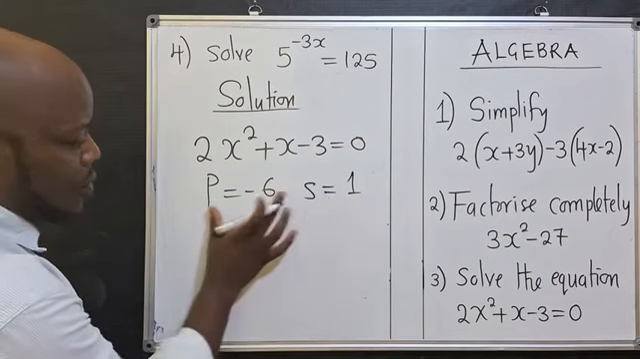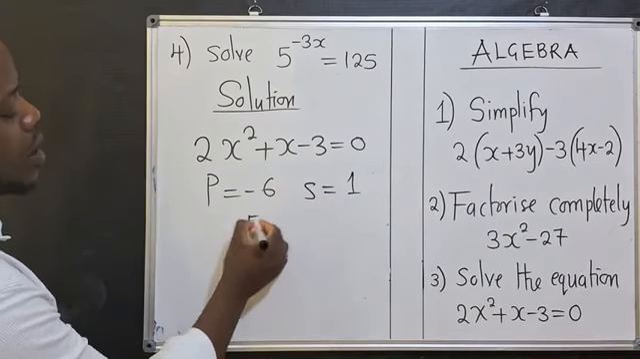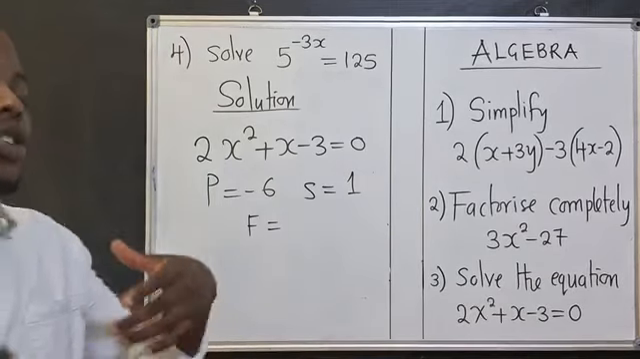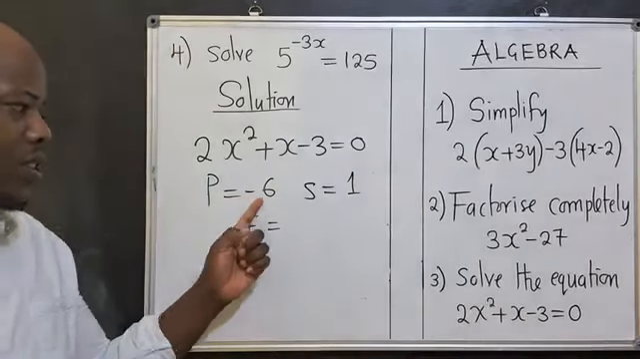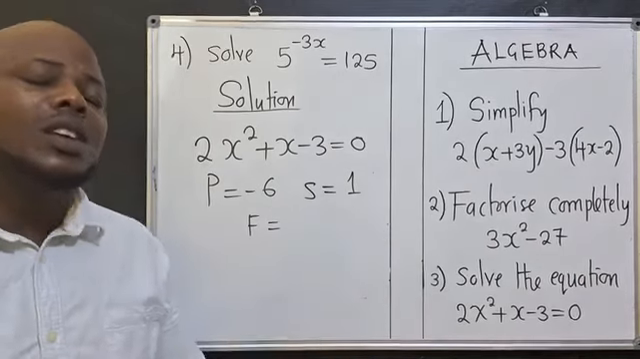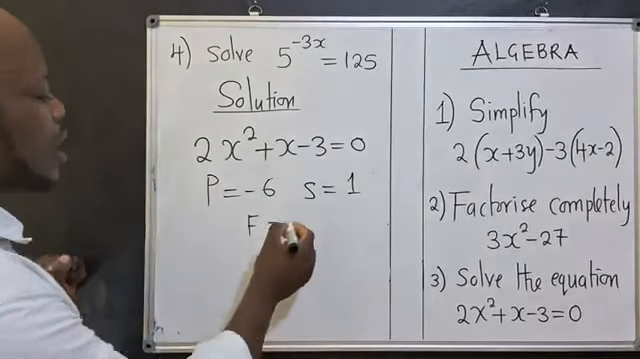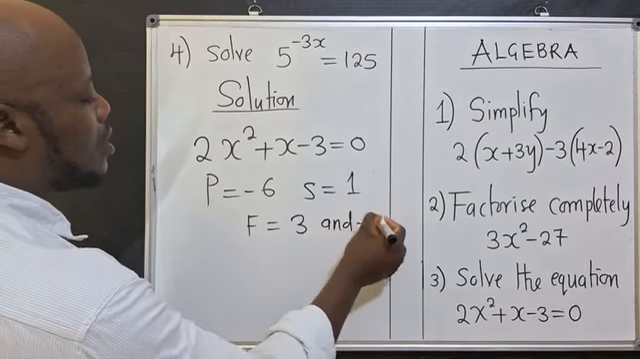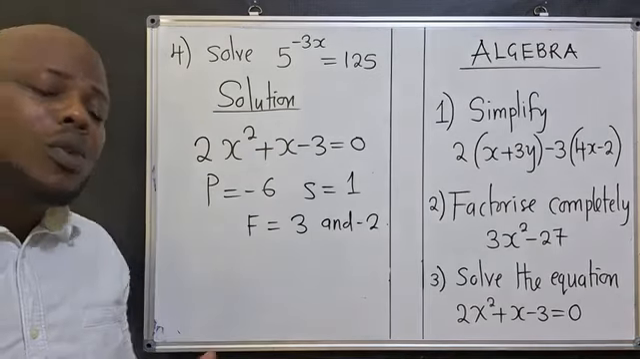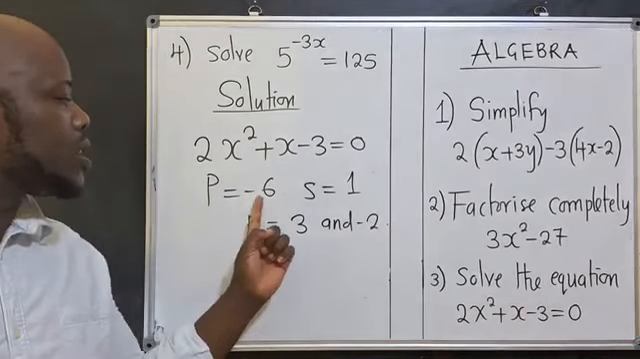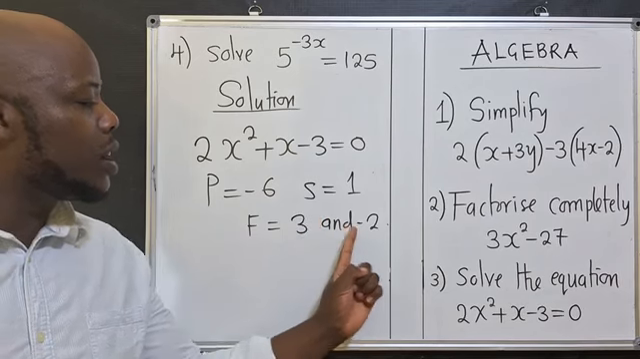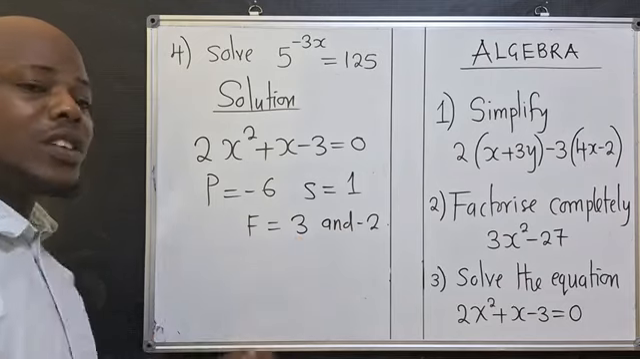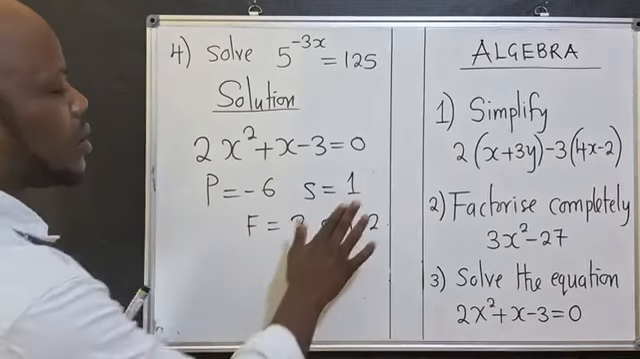So now, after identifying the sum and the product, you identify the factors. So factors will be two numbers. When you multiply them, they give you -6. And when you add them, they give you what? They give you a 1. And those numbers are 3 and -2. This is because when we say 3 times -2, we are getting a -6. 3 plus -2, we are getting a 1. So these are the factors and are the key numbers that we needed.